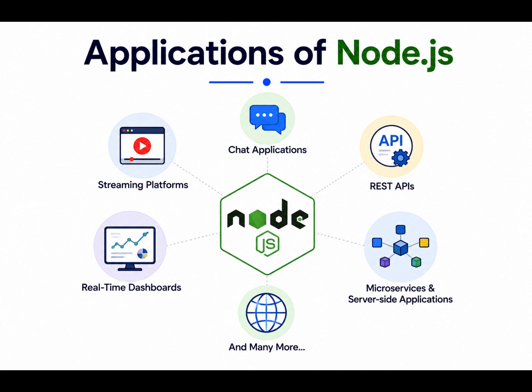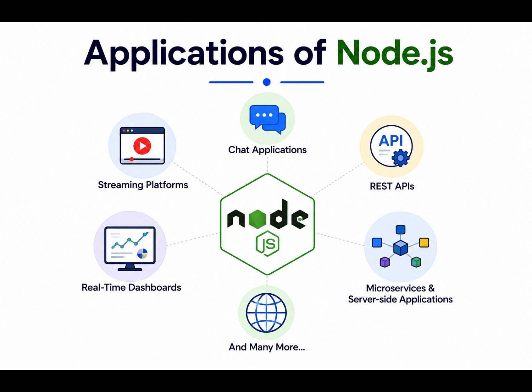REST APIs. Whenever a website or mobile application needs data from the server, it communicates with the backend using APIs, application programming interfaces. Node.js is one of the most popular technologies for building these APIs because it is fast, efficient, and can handle a large number of client requests simultaneously.